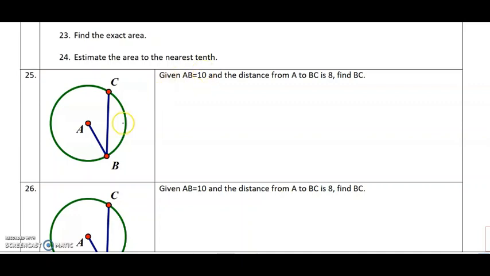I'm given AB is 10. The distance from A to BC is 8. Distance is always measured on the perpendicular, so I want to draw that in at a right angle. That distance is 8. I need to find that measure there. So I have an x, 8, 10. Can I factor anything out of that? Do you remember your Pythagorean triples?